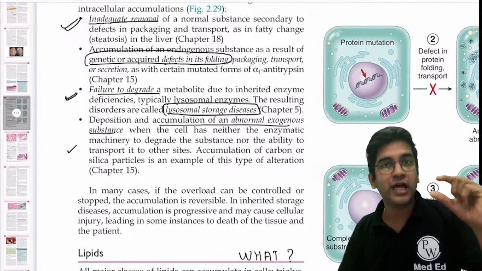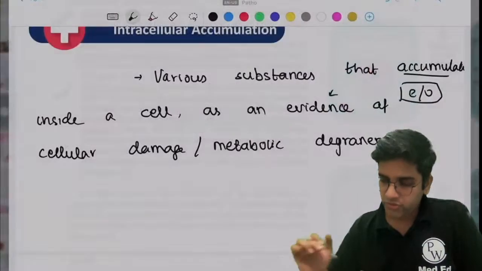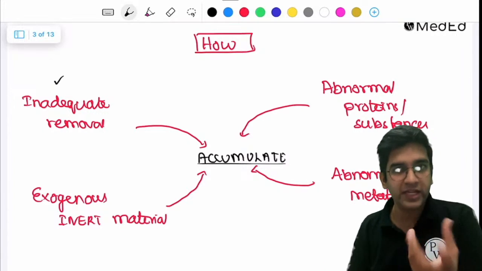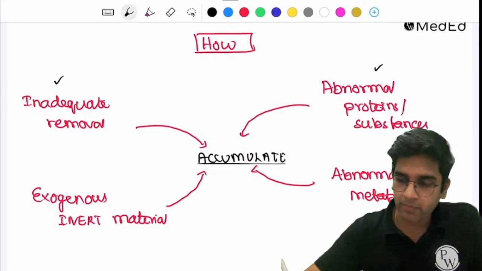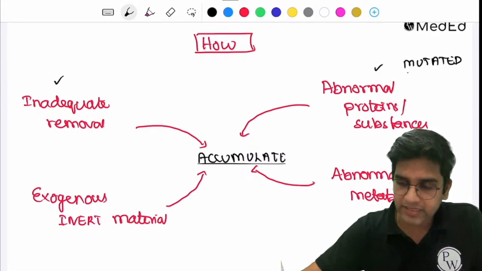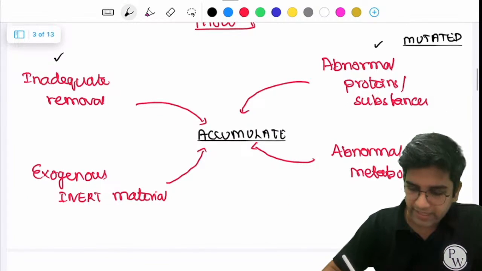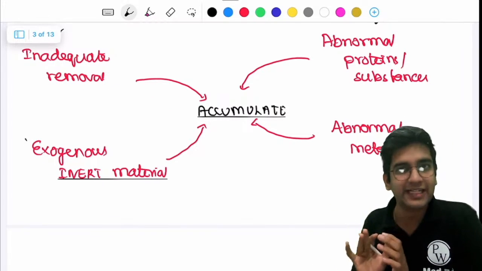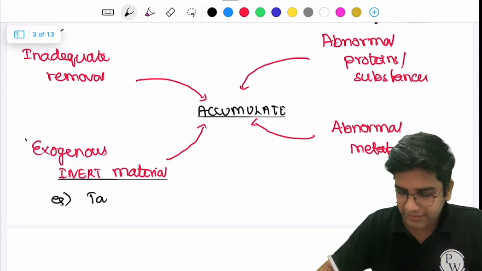So why and how an intracellular accumulation happens, I have added that to the notes as well. Either I have an inadequate removal, I am not removing it properly because it's been excessively produced, something of that sort, or I have an abnormal protein. Here, if you want, you can add that it's a mutated protein. Sometimes a mutated protein cannot be digested properly and will accumulate, or it is an exogenous inert material. Inert in the sense that it's not active, it's not reacting properly, and my body cannot remove it. The easiest example I can give is a tattoo.